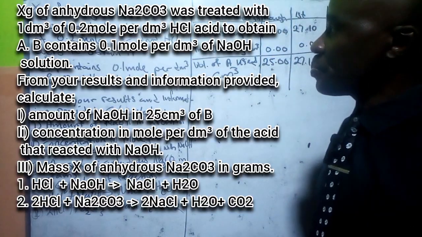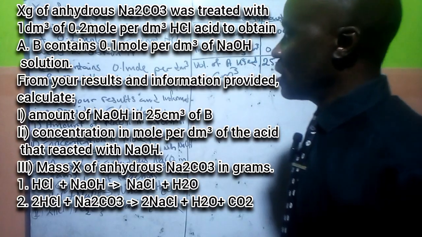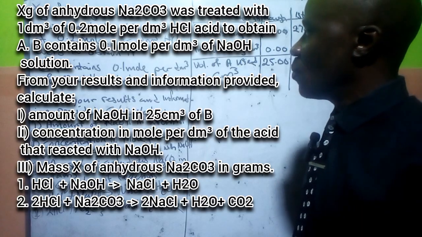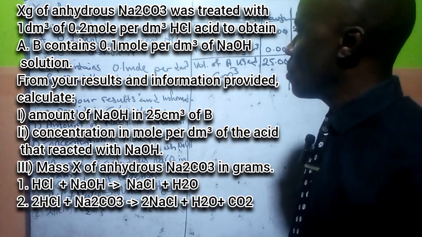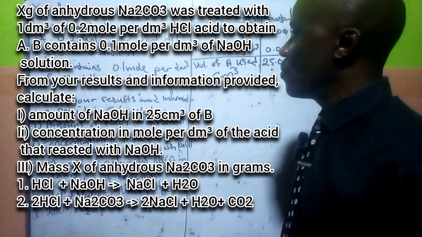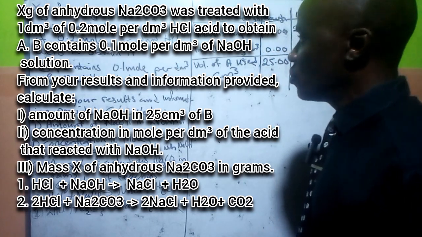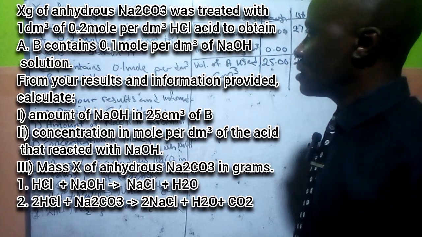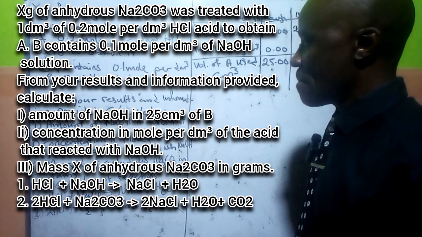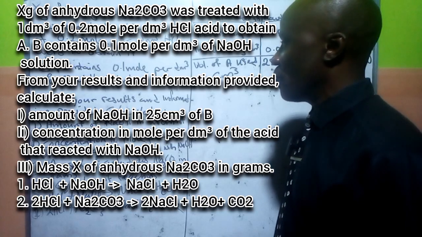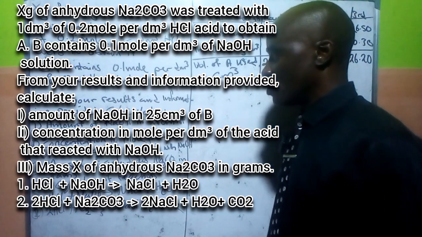In this question, it says S gram of anhydrous sodium trioxocarbonate was treated with 1 dm cube of 0.2 mole per dm cube hydrochloric acid to obtain A. B contains 0.1 mole per dm cube of sodium hydroxide solution.